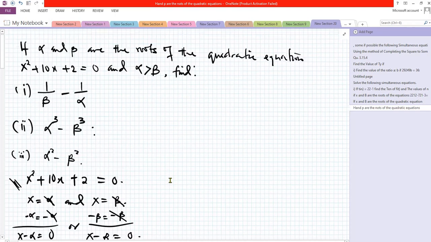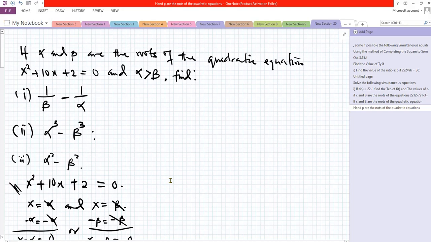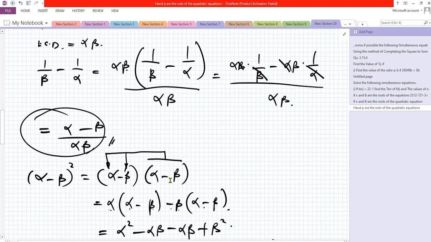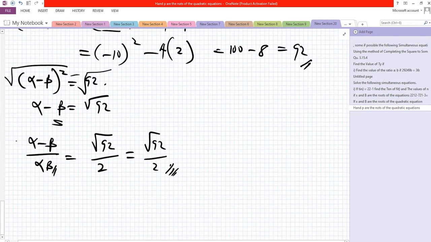Then the next question is alpha cube minus beta cube. We have alpha cube minus beta cube.